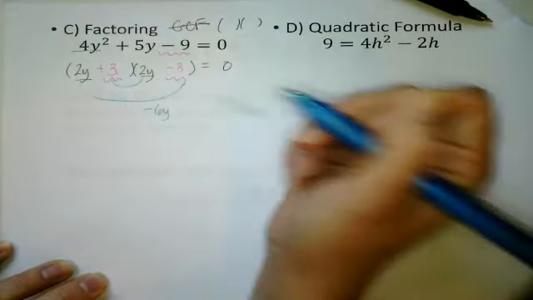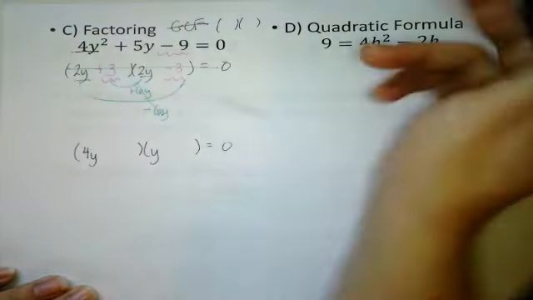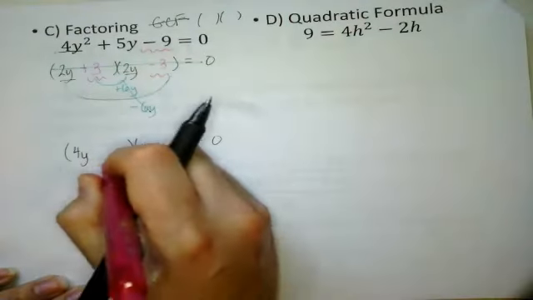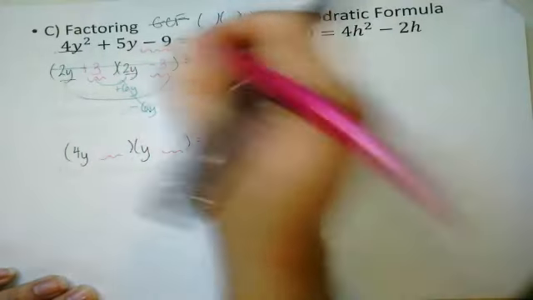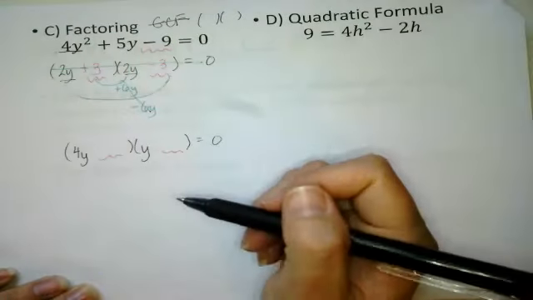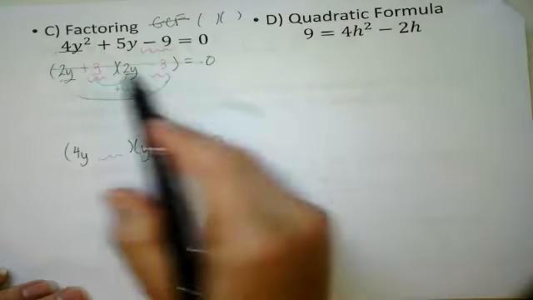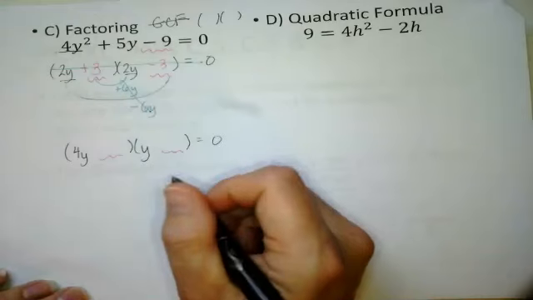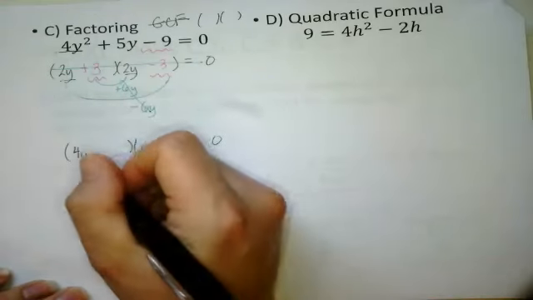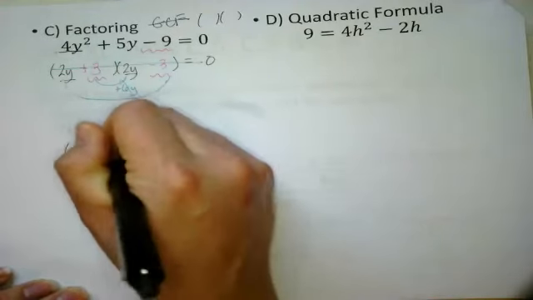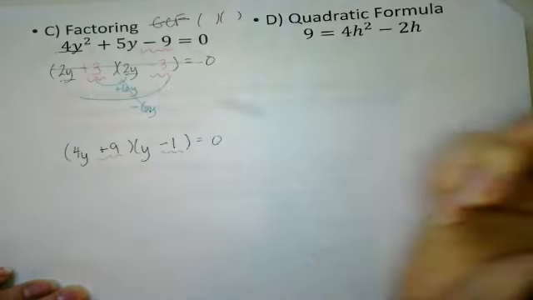I wanted to do this one because the number in front makes it a little more challenging. The 2's didn't work here. So I'm going to keep it. 4y times y gives me 4y squared. Then last times last is supposed to give me negative 9. I could try 3 and negative 3 again, but maybe I can just use 9 and 1. So I'm going to do positive 9 and negative 1.